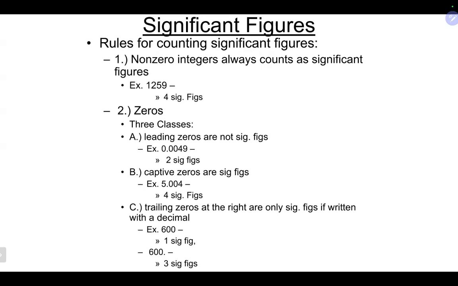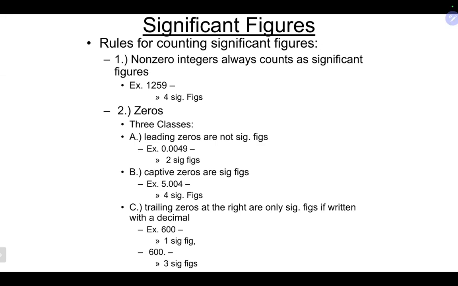First off, the first rule for counting significant figures is that pretty much anything that is a non-zero is going to be significant. We always start counting left to right on a number, and we start counting significant figures as soon as we hit the first non-zero. So in 1, 2, 5, 9, the 1 would be where we would start counting. So that would be significant. The 2, the 5, and the 9 would then be significant as well, which means we have 4 significant figures in that particular measurement or number.